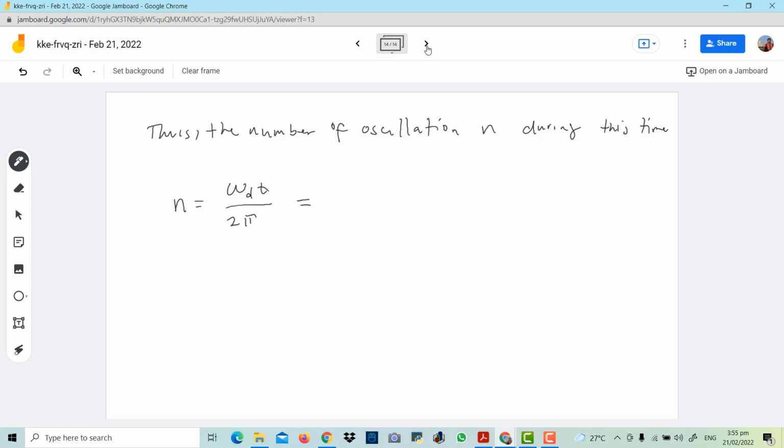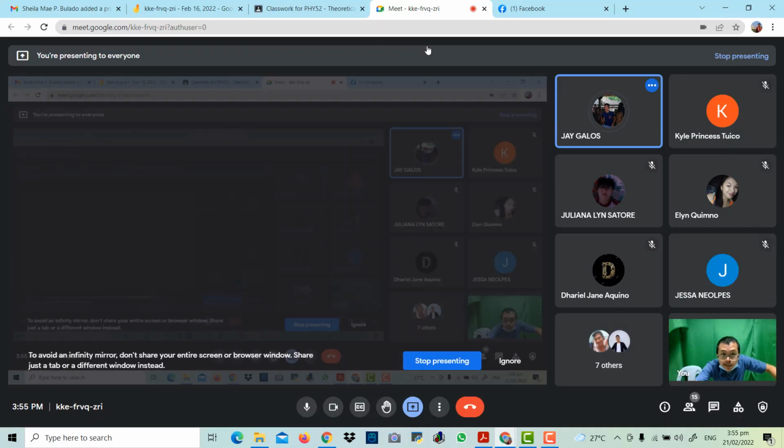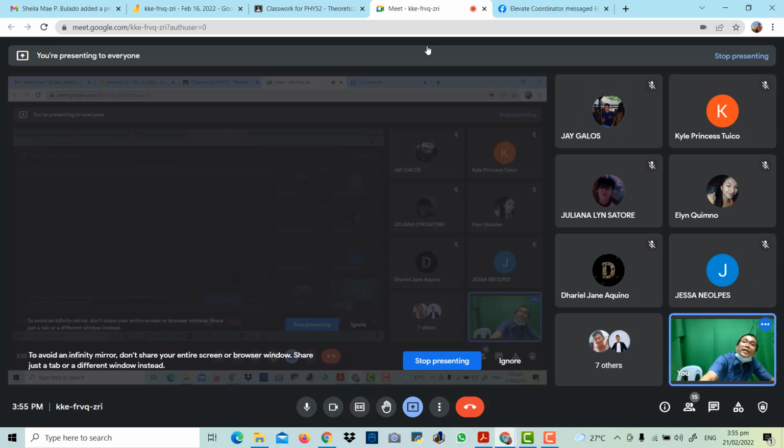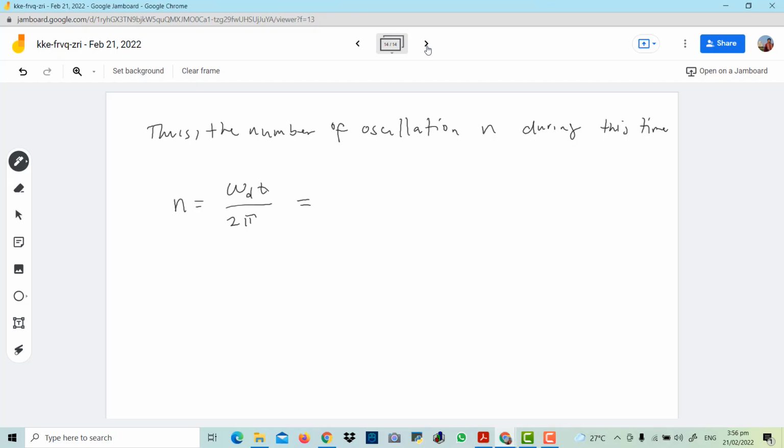Take note, the number of oscillations can be written as omega d t over 2 pi. One oscillation is one full turn, which is equal to 2 pi. So you just count how many 2 pi's have been turned. That's why we have omega d t over 2 pi. Is that the formula for n, sir? Yes, that's correct. The number of oscillations is equal to omega d t over 2 pi.